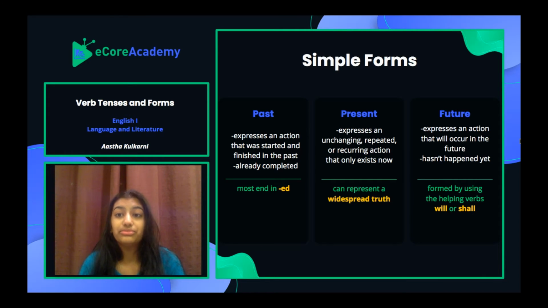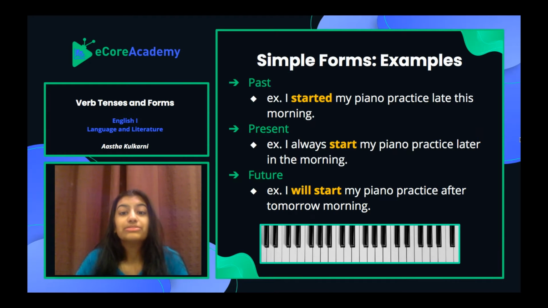And then for the future, we have, as you might guess, a form that expresses an action that will occur in the future. So obviously, it has not happened yet. And these are formed by using the helping verbs will or shall. They're usually tacked on right in front of the verb to create the entire form. So we have some examples. These ones are all going to be about piano.